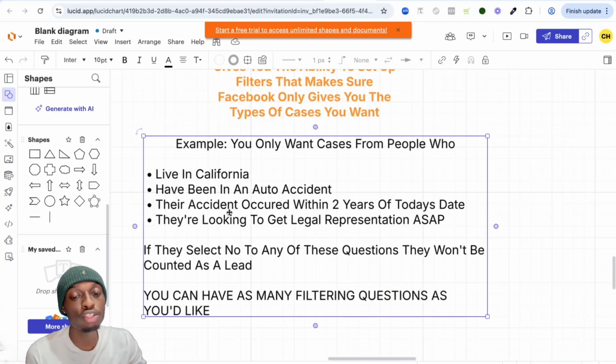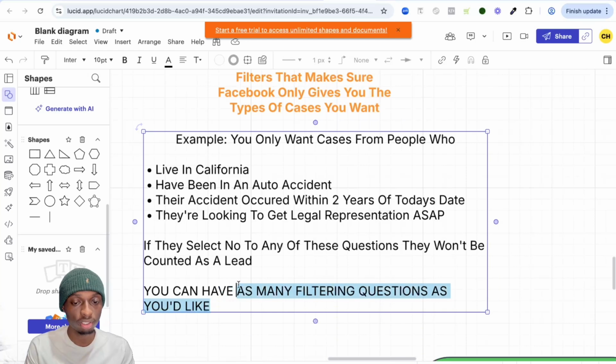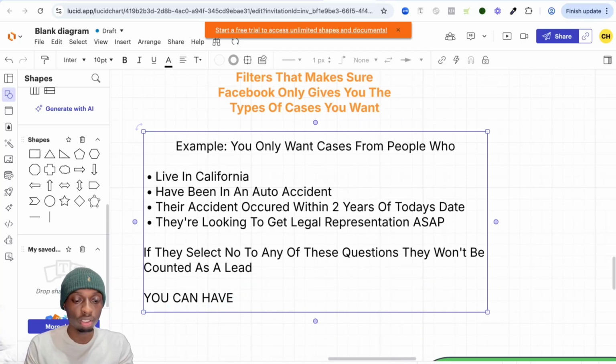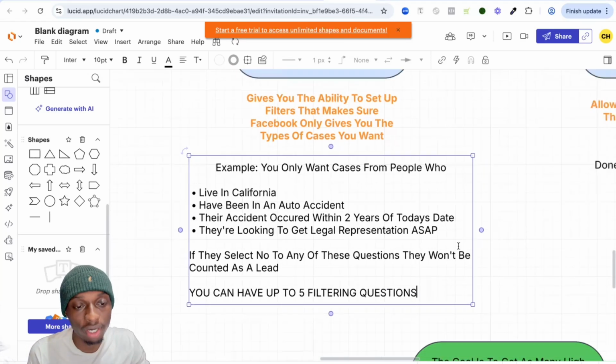All right. If they say no, and I forgot what the limit is, but Facebook has enough questions that you can literally kill out the main criteria. Like if you have a hard stop, I don't want these types of people, Facebook allows you to do it. Like I said, if they select no to any of these questions, they won't be counted as a lead. You can have as many filtering questions as you'd like. Let me change that. I think it's only like 5. Before they get on the phone with you, obviously. Okay. So that's that. Continuing on, right?